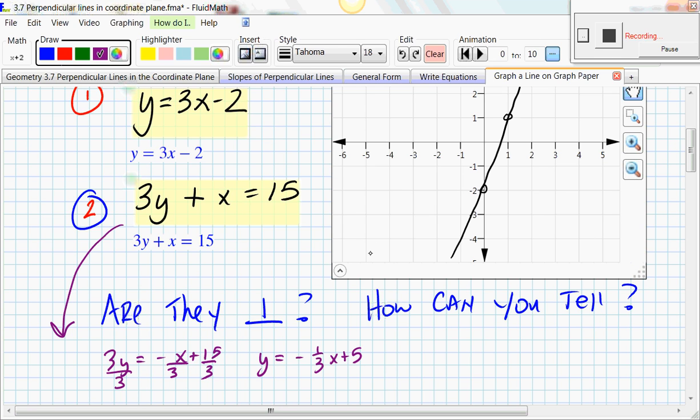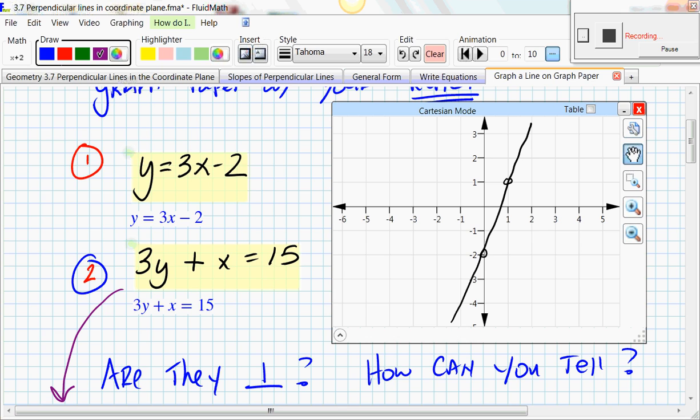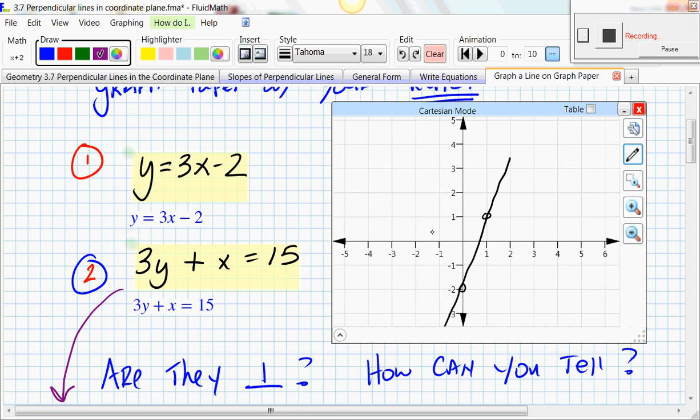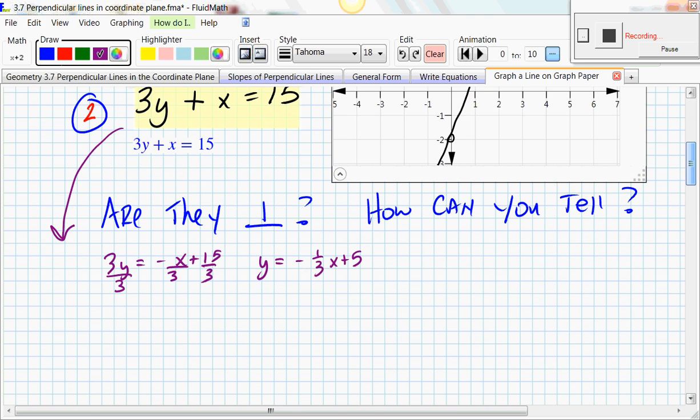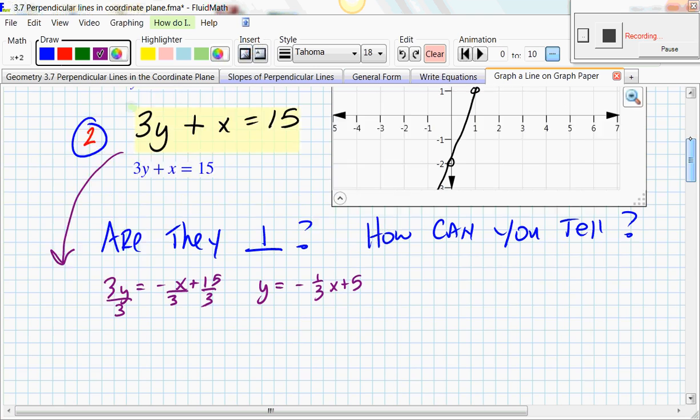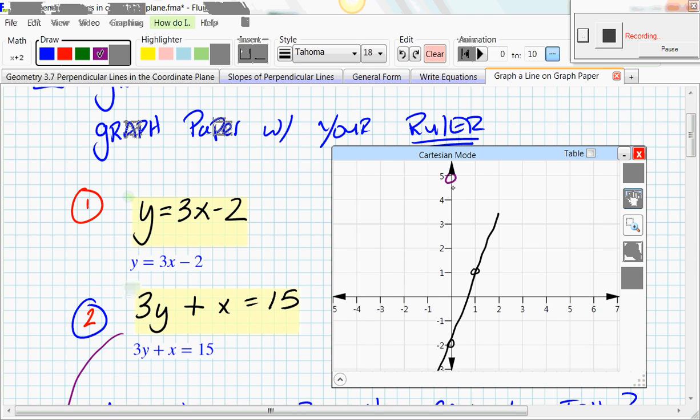So to graph that line onto my graph, I'm going to start at the y-intercept, going up to 5. So let's go up to 5. And then from 5, we're going to go down 1 and to the right 3. So down 1 and to the right 3. 1, 2, and 3. Put a dot there. And we're going to connect those dots, although I didn't do a very good job. That's why I use a ruler.